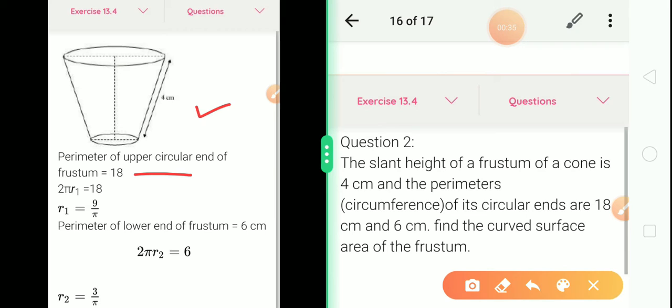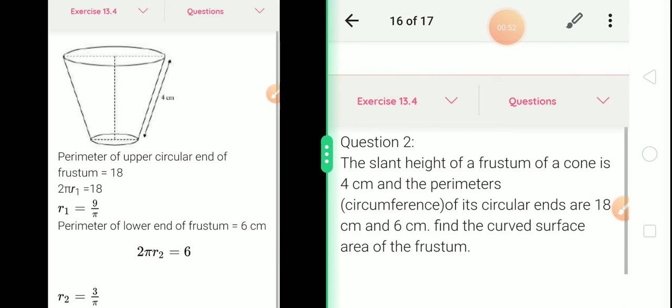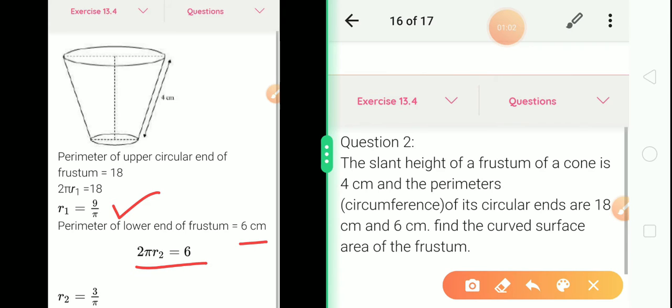So perimeter means circumference. The formula of circumference is 2 pi r. So 2 pi r1 is equal to 18. Then we'll get r1 is equal to 18/2 pi. 18/2 is 9. Therefore we are getting r1 as 9/pi. Then consider lower perimeter, that is circumference. It is 6 cm. So 2 pi r2 is 6. So r2 is 6/2 pi, that is 3/pi. So r1 is 9/pi centimeter and r2 is 3/pi centimeter.